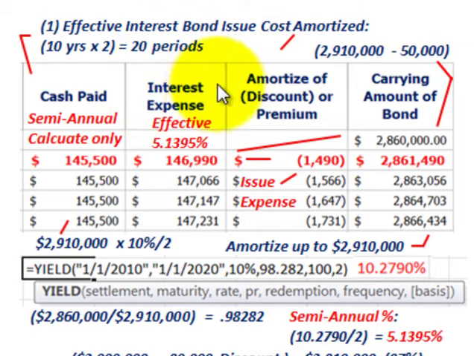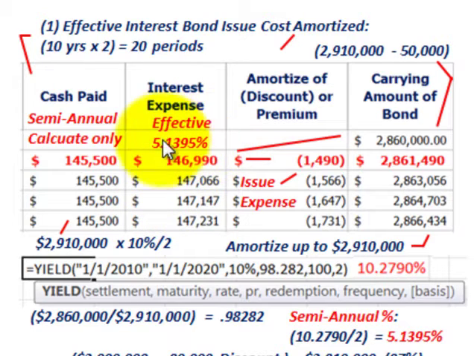So we have to set up this amortization schedule. We have our carrying amount, and that was the cash amount that we debited our cash account for. That was the $2,910,000 total amount less the issue cost of $50,000. So we start with $2,860,000, and we're going to amortize it up to $2,910,000. And using the effective interest method, we have to come up with our effective interest rate for each period.